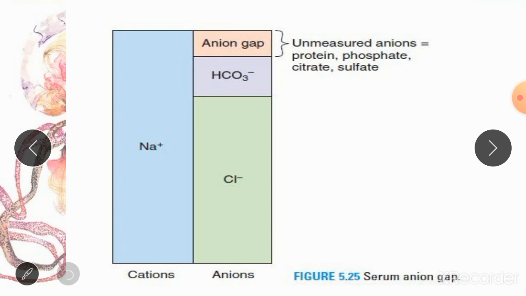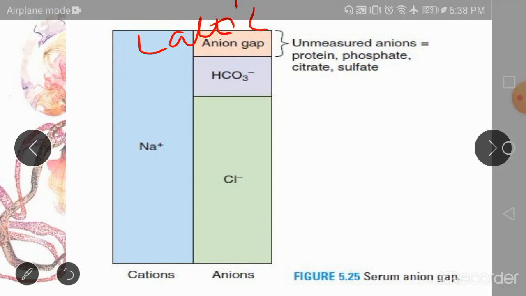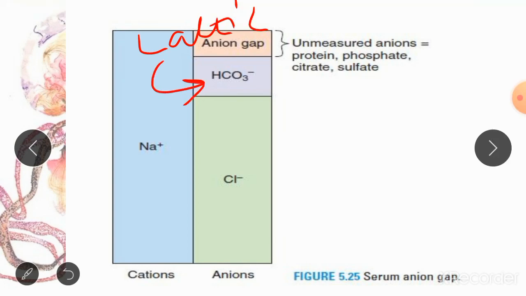What happens is when your unmeasured anions start to increase, especially when there is increased lactic acid, this lactic acid is going to release hydrogen ions, which are going to neutralize your bicarb ions, and your bicarb concentration is going to reduce, and your anion gap is going to increase. And when your anion gap is increased, this means that the acidosis is not due primarily to reduced bicarbs, but because of increased hydrogen ions, which can be due to increased lactic acid formation or due to increased sulfuric acid or other kinds of acids.